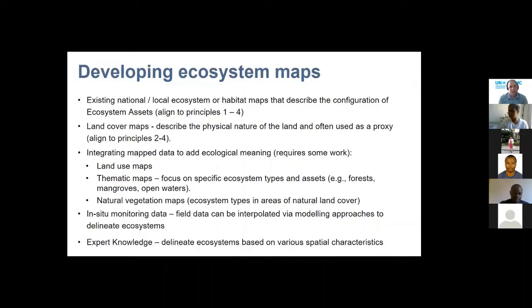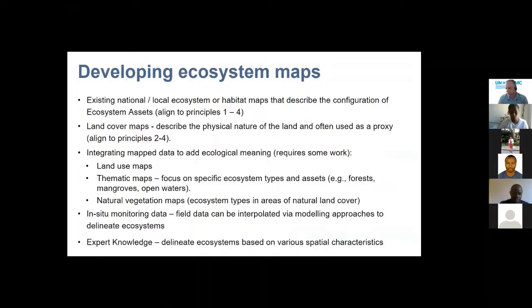But then just thinking about how we'd go about developing these ecosystem maps for a study. So ideally, there'll be an existing national or local ecosystem or habitat map that describes the configuration of ecosystem assets for your study area. And then we're aligned to these four principles. If not, land cover maps can be used as a proxy for ecosystem types. They have a limited ecological meaningfulness, but they do satisfy principles 2 to 4.